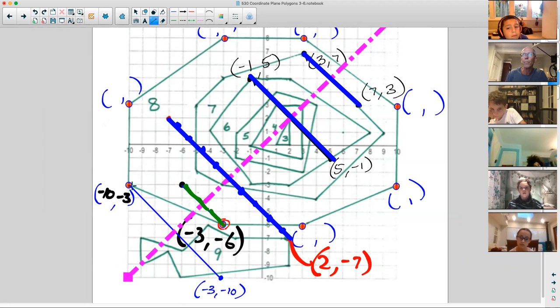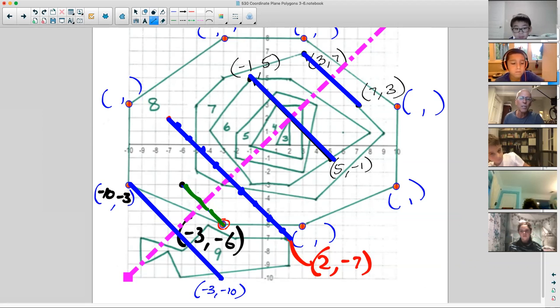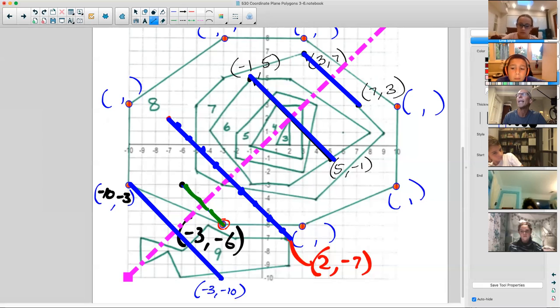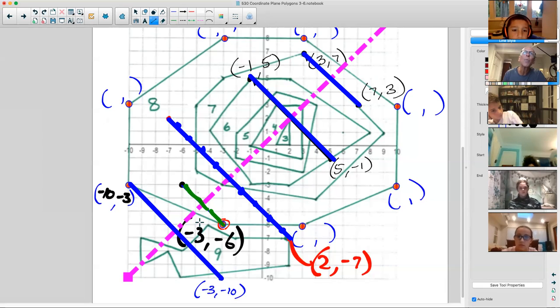Some popcorn? So who wants to share? Who wants to raise their hand and tell me what they see? Do they see anything interesting? Rafa, what do you see? Every single line is perpendicular to each other. Yeah, guys, every one of those lines is perpendicular to the pink line that we drew.